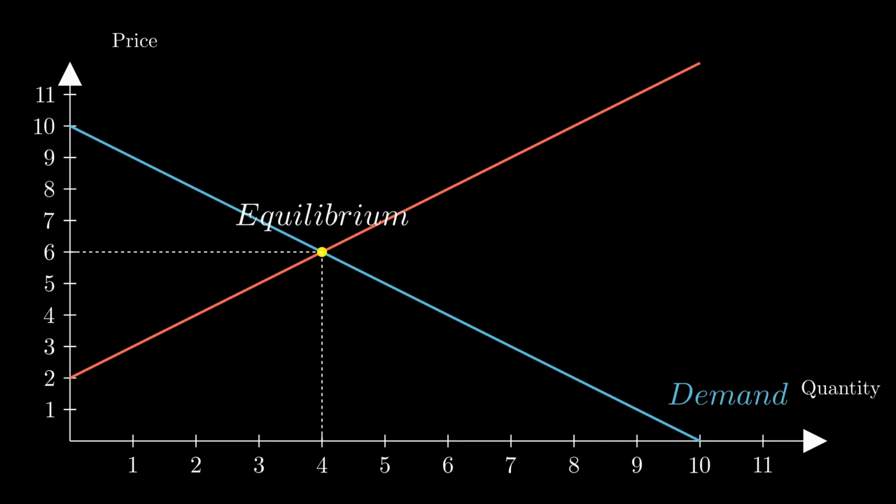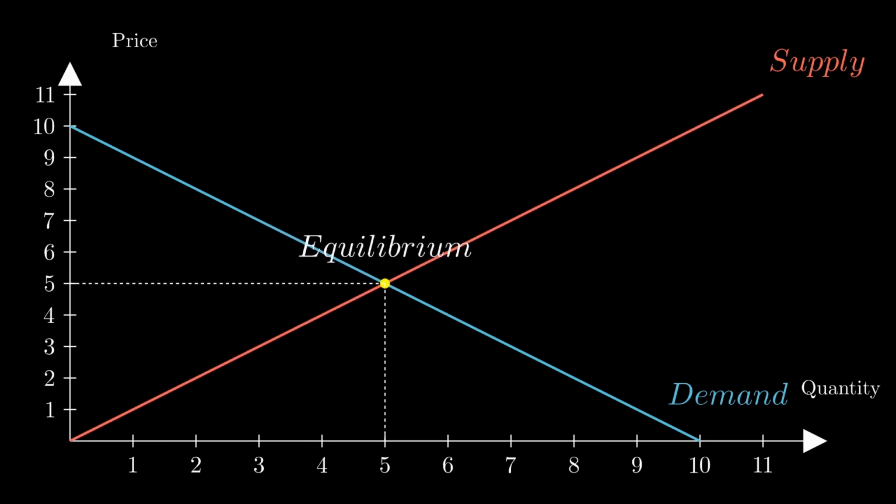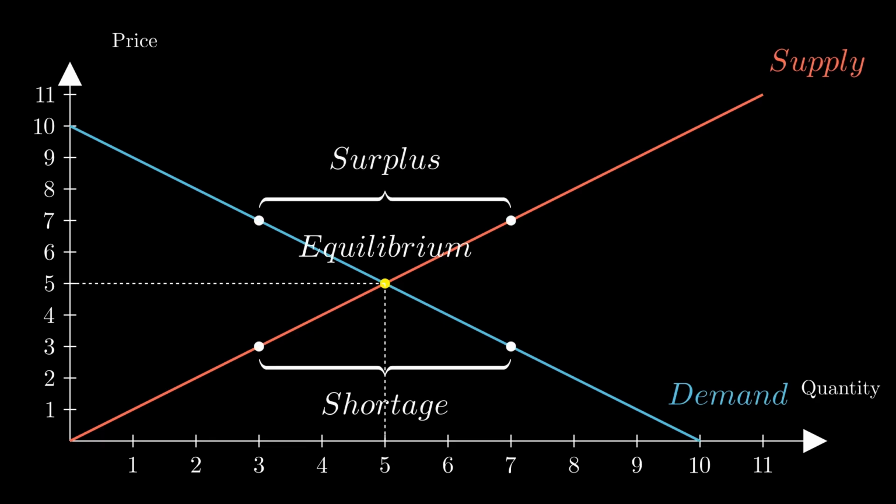So, to recap, supply and demand work together to determine the price and quantity of goods sold in the market. Shortages happen when demand is higher than supply, and surpluses happen when supply is higher than demand. And both demand and supply can shift depending on changes in the market.